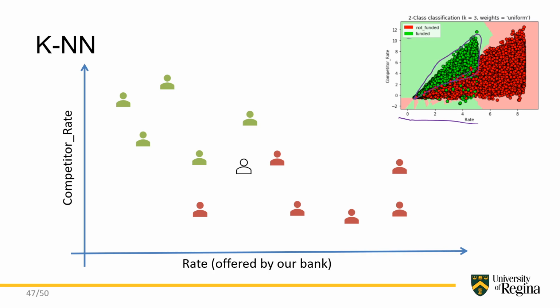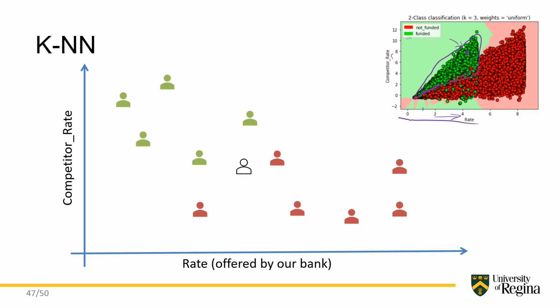This is the competitor rate. So if the competitor rate is low and our rate is low, then it is given to us. But if our rate is higher, the only applications that are given to us are those where the competitor rate was higher than our rate.